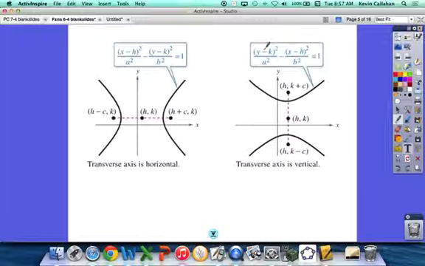We don't have the same kind of relationship in a hyperbola. A can be bigger than B, A could be less than B, A could even be equal to B. They could have the same denominators. No problem with that.